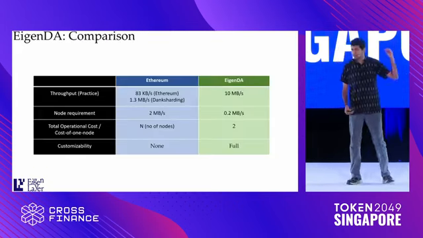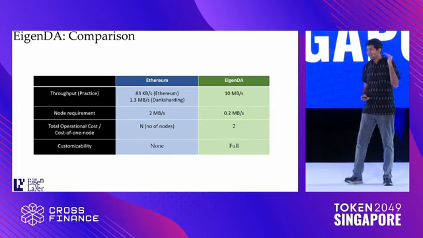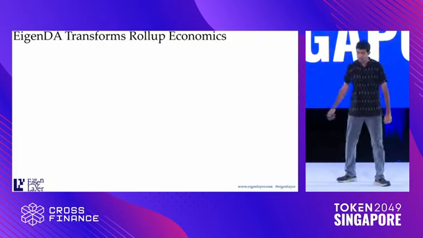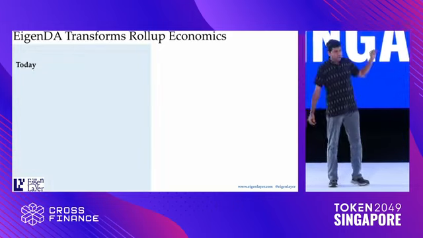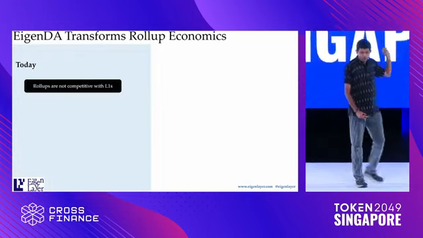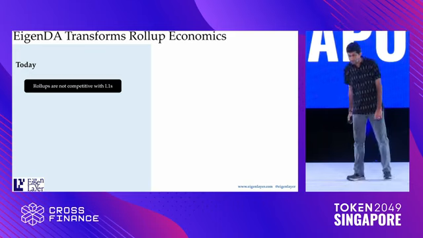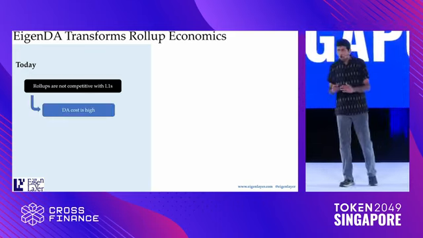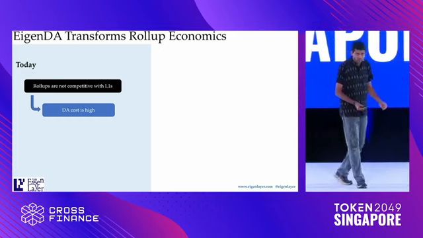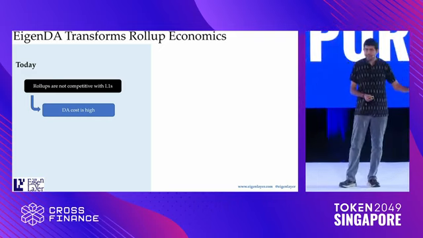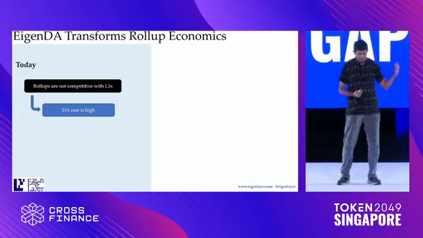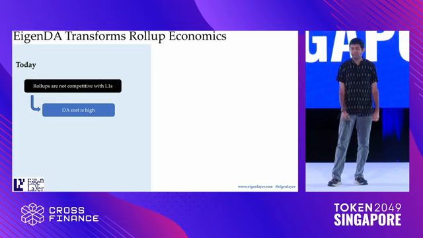It's highly customizable. It's very low cost. It transforms the economics of how you build rollups. If you look at rollups today, they're not really compatible or competitive with the layer ones. Why is that? There are 3 factors. Number one, almost all of the cost in the rollups today are going to data availability. The data availability cost is high. Today, most of the rollup cost is going to data availability.